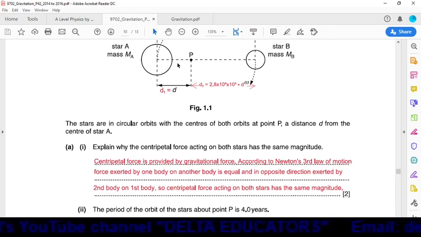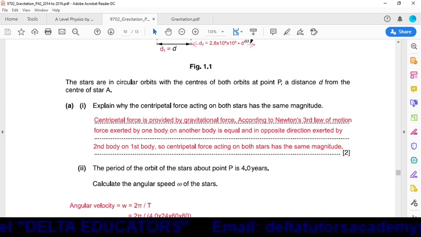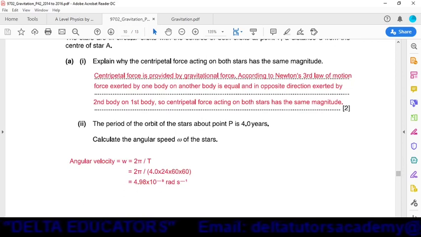because according to Newton's third law of motion, the force exerted by star A on B is equal to the force exerted by star B on star A. Okay, we will move to the next part.